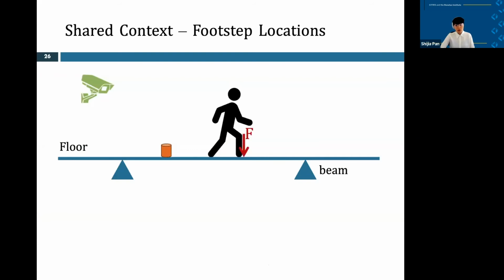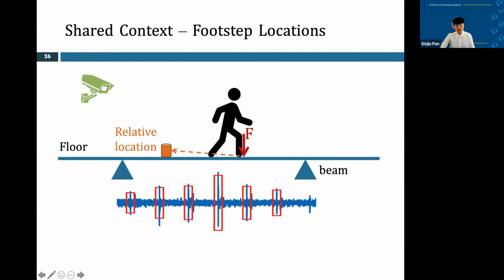When a person walks by a sensor, their footstep applies force to the floor and induces a vibration. And intuitively, the energy of this vibration signal captured by the sensor is determined by the distance between the footstep and the sensor. As a result, if we analyze the signal energy, a very simple feature here, it indicates the relative location between the footstep and the vibration sensor.